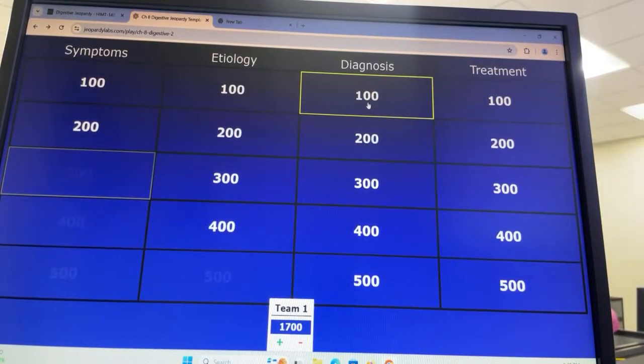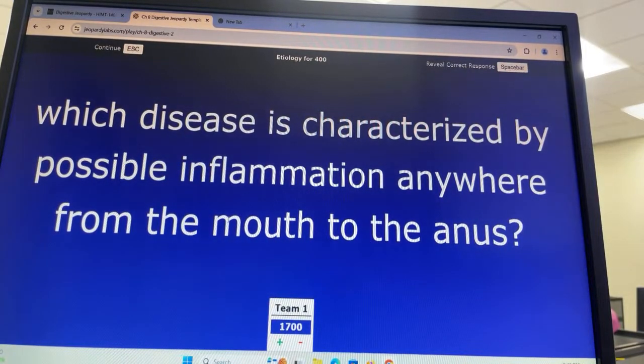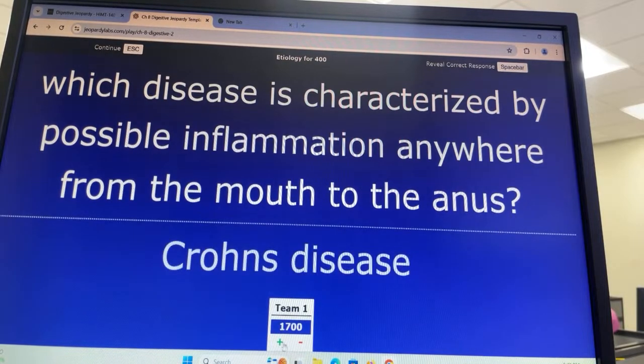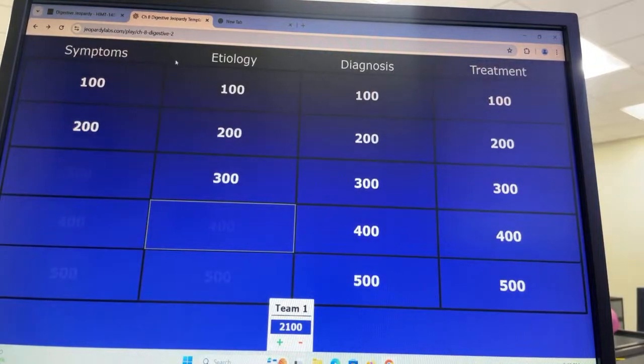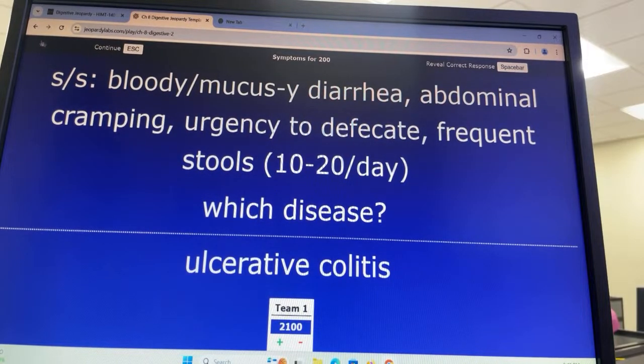Etiology for 4. Which disease is characterized by possible inflammation anywhere from the mouth to the anus? Crohn's. Nice job. Crohn's disease. Beautiful job. All right, symptoms for 4. Bloody, mucousy diarrhea, abdominal cramping, urgency to defecate, frequent stools, 10 to 20 a day. Ulcerative colitis. Nice job.